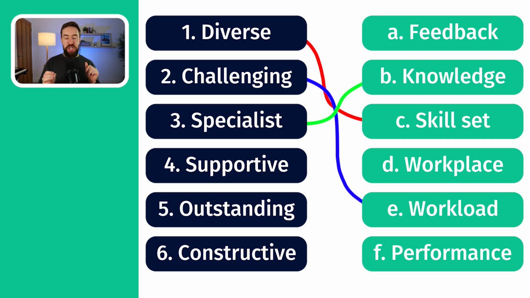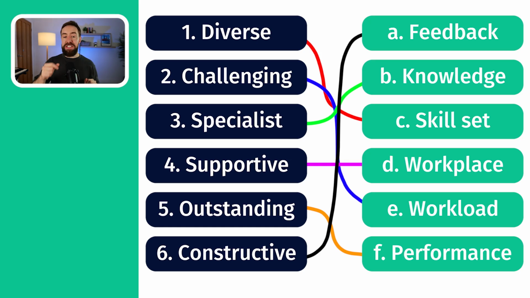Number 3 is specialist knowledge. Knowledge, the things you know, and specialist means that you know a lot about this particular area. Number 4 is supportive workplace. Workplace is like your company, and supportive means the company treats you well, like if you're sick, they will pay for you to be off work until you get better. Then 5 is outstanding performance. Performance is how well you do your job. Outstanding means really, really good.